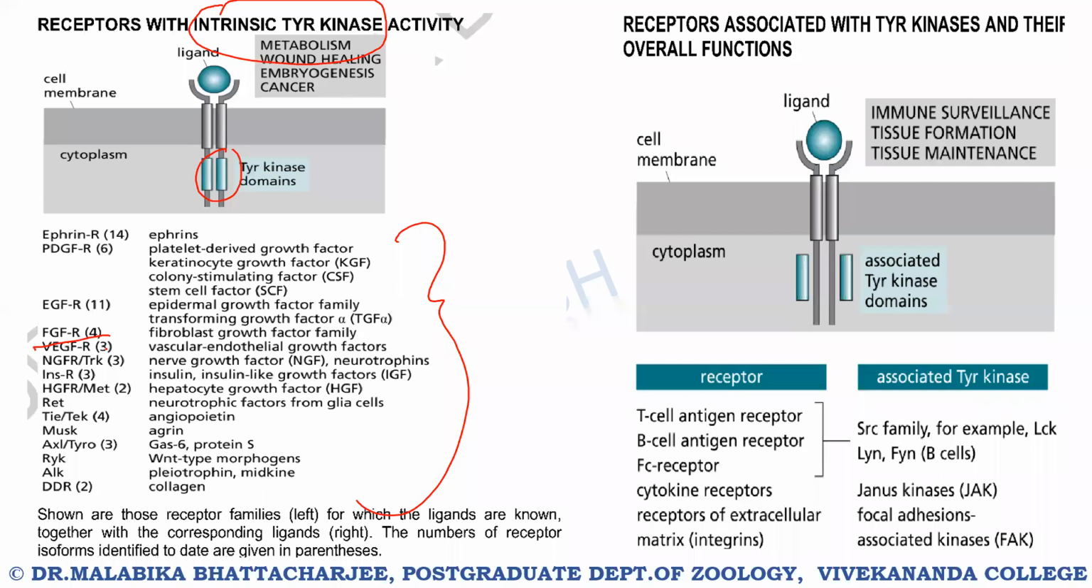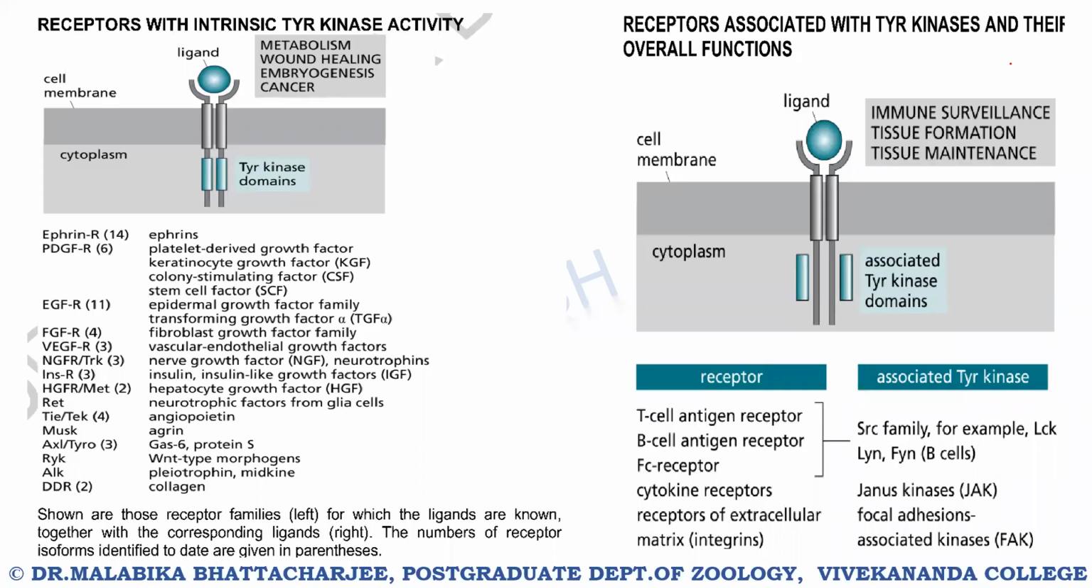Coming to the other side, receptors associated with tyrosine kinases. As you can see, as the receptor ligand activation is completed, proteins come and associate with the receptor. So this is known as associated tyrosine kinase domain. So you see the difference in the two pictures. In the first one, the receptors are armed with the tyrosine kinase domains. But in this case, as we can see, proteins having tyrosine kinase domains are becoming associated with the receptors to transduce the signal further on.